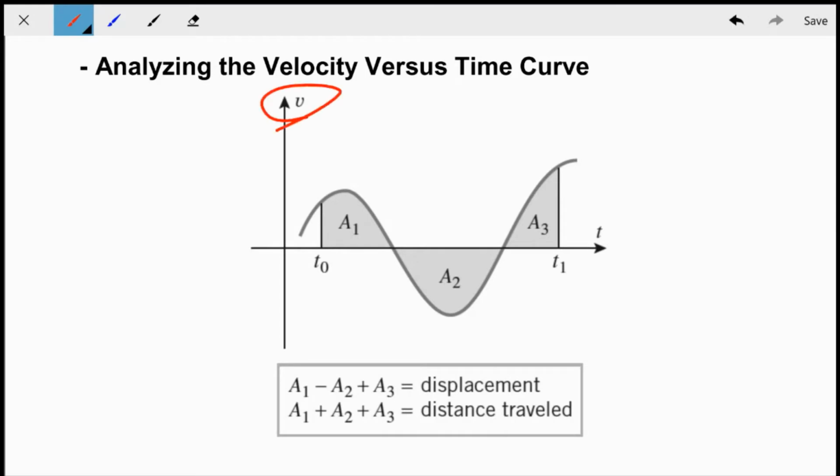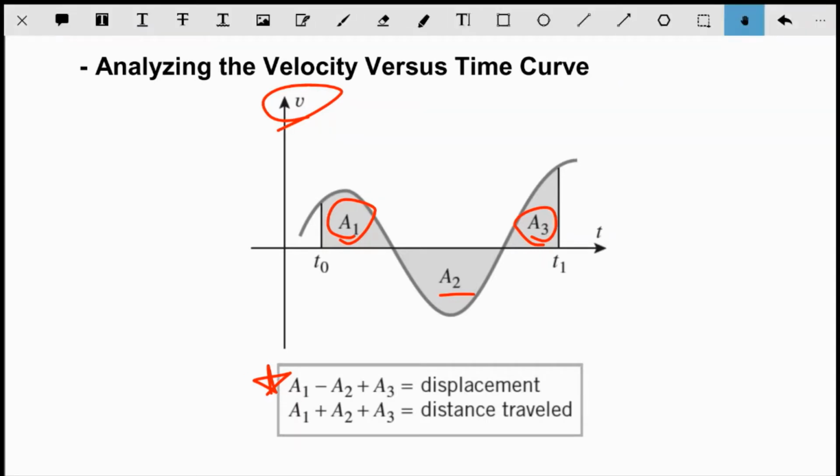You can see this is labeled as V. If I'm trying to find the displacement, these areas above the time axis would be treated as positive. That means we moved in the positive direction. And this one, area 2, would be treated as a negative because I'm moving in the negative direction. So notice down here for displacement, area 1 minus area 2 plus area 3 would give me displacement. But for distance traveled, I just want the total of all those areas. So we just add the 3 together.